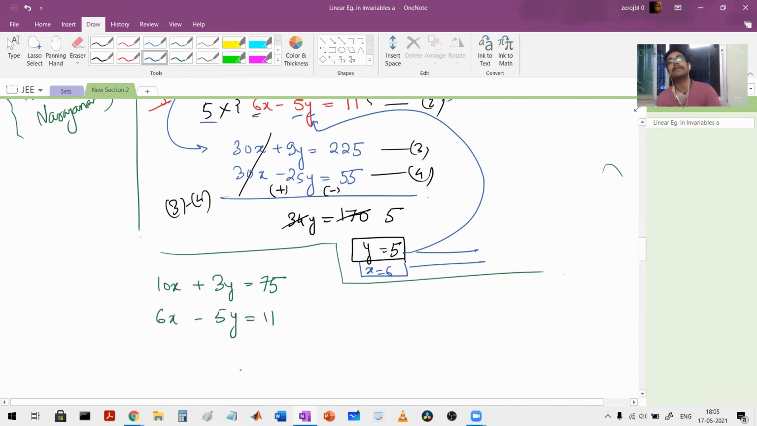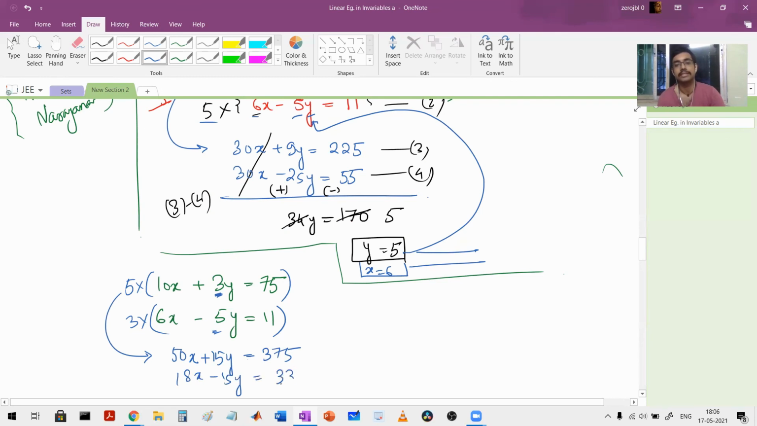So you must remember this thing, that multiplying an equation on both sides by any constant does not change the equation. So if I want something common out of 3 and 5, it's obviously the LCM of 3 and 5, that's 15. So if I want to bring 15 here, I have to multiply the entire equation by 5. And if I want to bring 15 here, I have to multiply this entire equation by 3. If I multiply this entire equation by 5, I get 50x plus 15y is equal to 375. And here you get 18x minus 15y is equal to 33. Is this clear, Anushka?